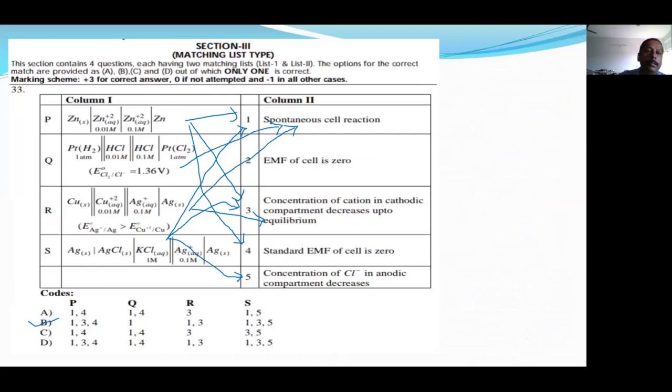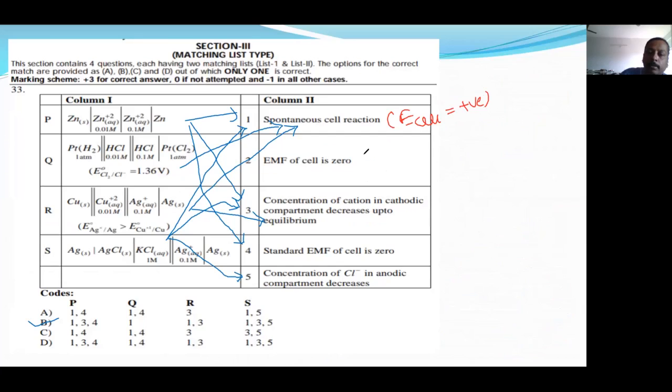Okay. Next one is the same question, similar type we have done in the advanced electrochemistry assignment. Okay. So spontaneous of a cell, how will you find out? By simply finding out the E cell. Okay, E cell, if it is positive, then it will be spontaneous.